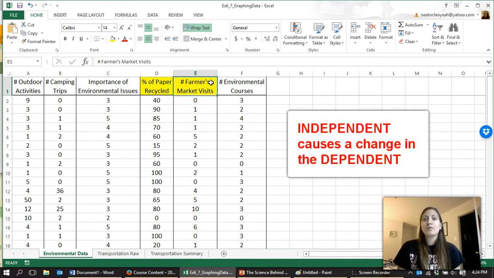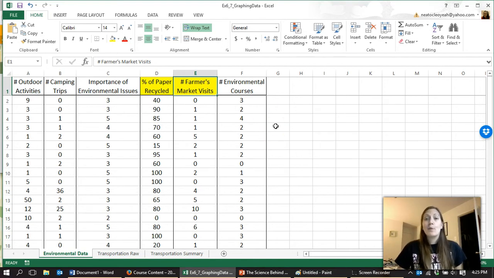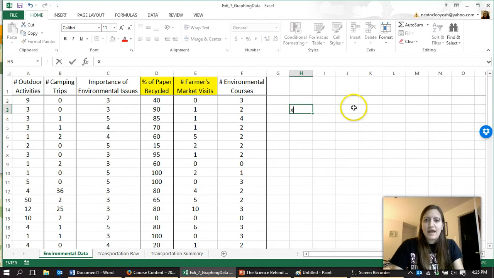So remember, the independent variable is what is causing a change in the dependent variable. I think that if someone visits farmers markets more, that is going to cause that person to recycle more paper, because maybe they're more attuned to agriculture and world problems and local sustainable growth. I don't know, but that's the best relationship I can think of. So my x-axis, the independent variable, equals farmers market. You don't need to write this out, I'm just showing this as an example. My y-axis, my dependent variable, is going to be percent of recycled paper.